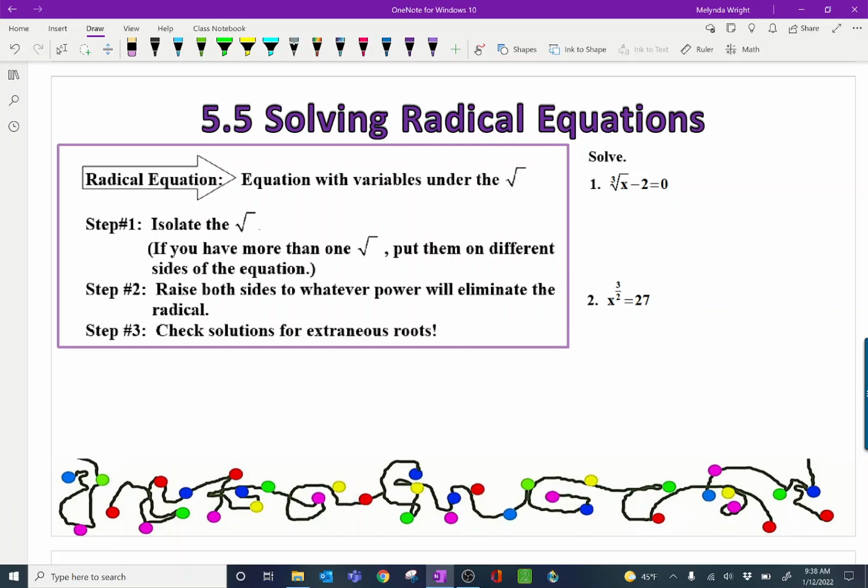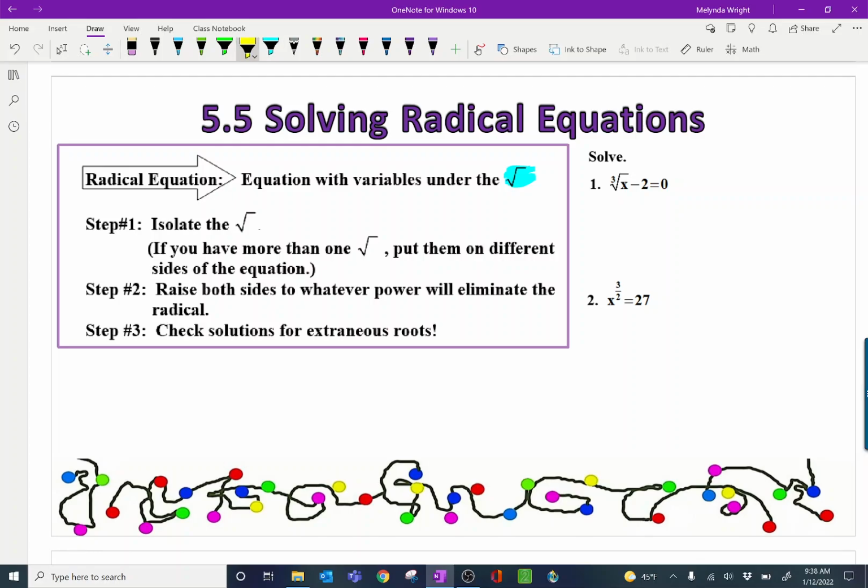All right, let's take a look at this lesson on solving radical equations. Ooh, that sounds like fun. So first of all, what is a radical equation? Okay, it's one with a root. Now, this is an example of a square root. Certainly, we know there are different kinds of roots, cubed roots, etc. So it would have some type of root.